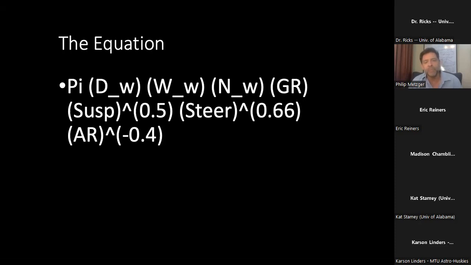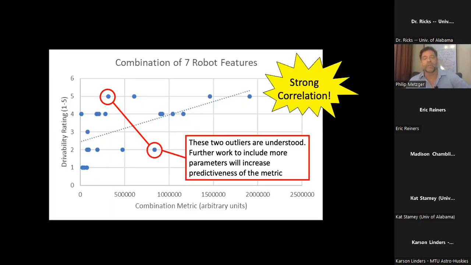And then the aspect ratio of the vehicle. Now we defined aspect ratio as the longest dimension divided by the shortest dimension. So this number is greater than or equal to 1 by definition, but that to the minus 0.4 power. In other words, it's inversely correlated to aspect ratio. Now, when you plot that equation versus the drivability, that's where we got good correlation.